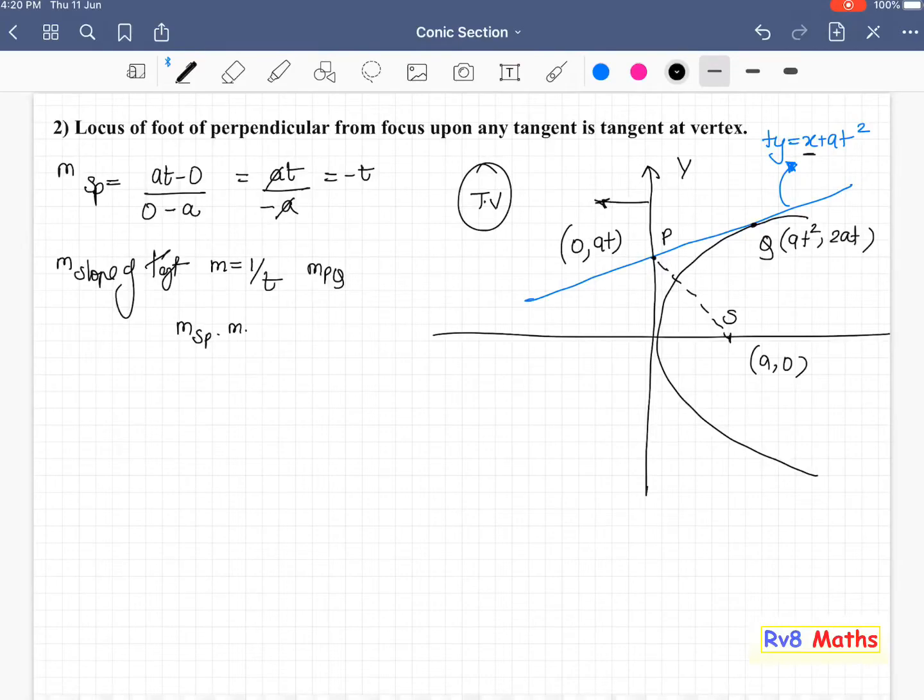So slope of SP into slope of PQ will be equal to 1 upon t into minus t, which will be minus 1, right? It means that SP is perpendicular to PQ. So this statement holds true. What is that? The locus of the foot of the perpendicular from this focus upon any tangent, this is a random tangent because we consider this point to be a parametric coordinate so it can be any point, is the tangent at the vertex. That will be the y-axis. Okay, this is the second property.